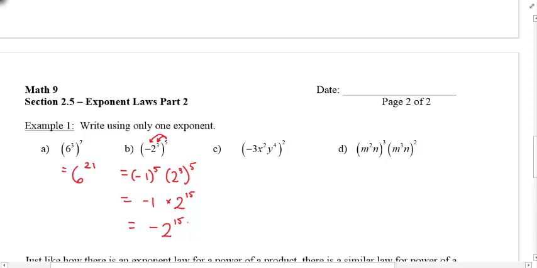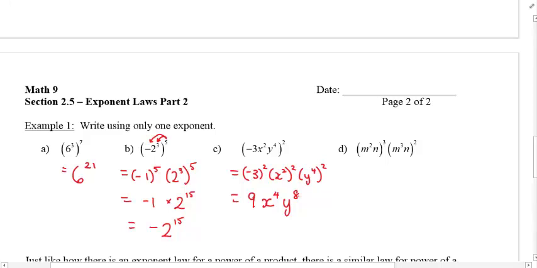Okay. Part C, once again, wow, lots of stuff here. So we're going to distribute once again to every single term. And then say to yourself, negative 3 squared, that's 9. X squared squared, that means you multiply it, power of 4. Y to the power of 4 squared, that's y to the 4, that's 4 plus 4, which is 8. There you have it.